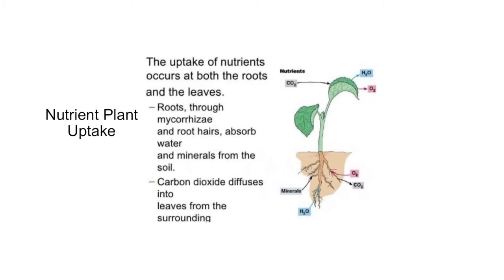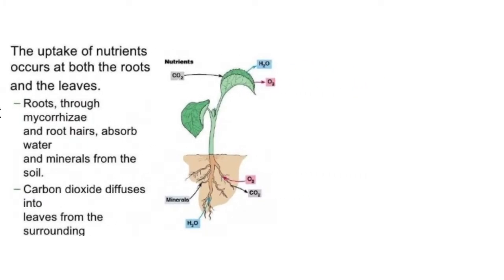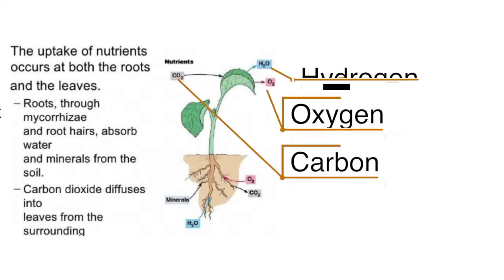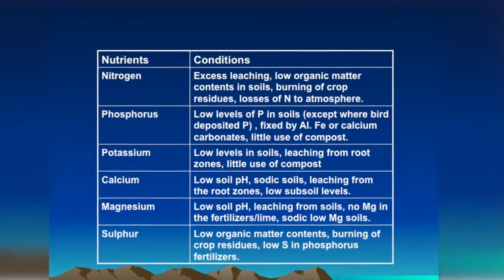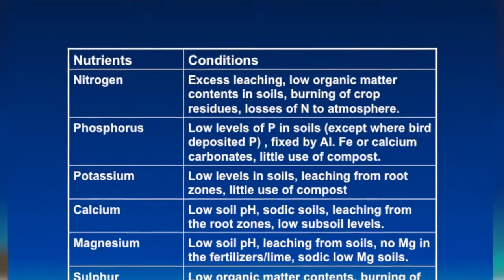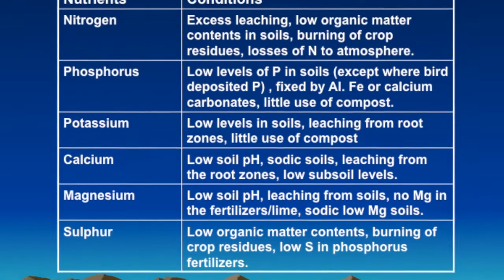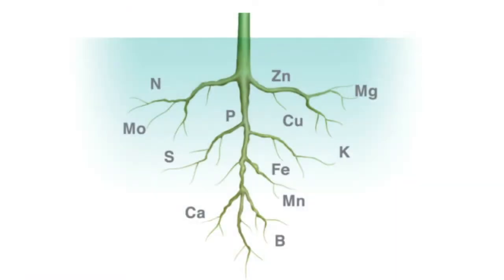Of the 17 essential plant nutrients discussed in our first video, 3 are non-minerals, such as carbon, oxygen, and hydrogen, and these are absorbed by the plant through the leaves. Then there are macronutrients, which include nitrogen, phosphorus, potassium, calcium, magnesium, and sulfur, and the rest are micronutrients, which are all absorbed by roots from the surrounding soil solution.